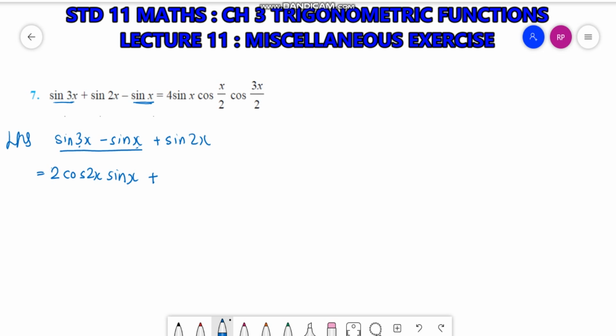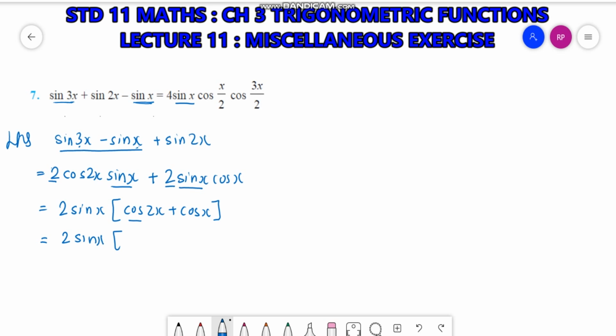Now here I can use the formula of sin 2 theta, 2 sin theta cos theta. So sin 2x is 2 sin x cos x. See, I want sin x here in the RHS, so I will take common sin x and 2. So I am taking 2 sin x common, which leaves cos 2x plus cos x.